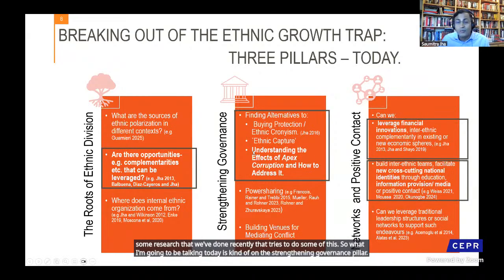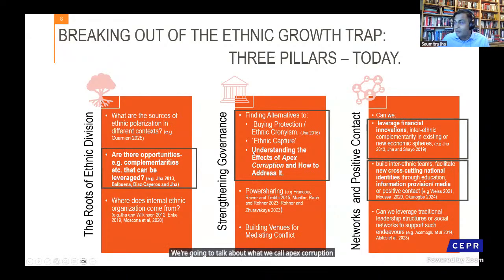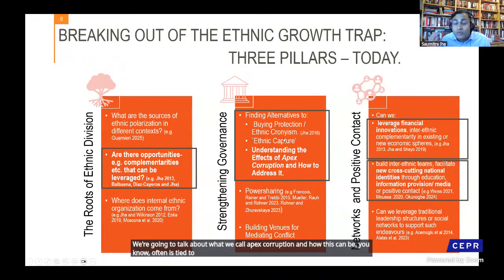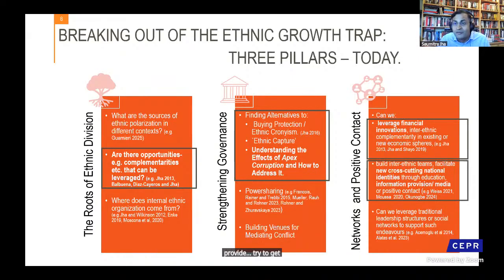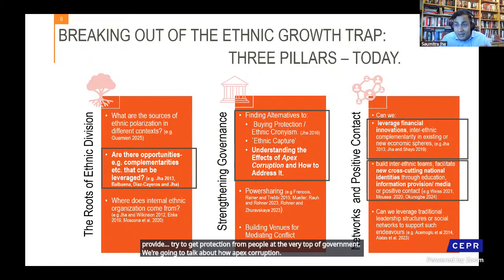We're going to talk about what we call apex corruption and how this can be, often is tied to what I called ethnic cronyism in the last class. This is the situation where oftentimes minority groups seeking protection will often try to get protection from people at the very top of government. We're going to talk about how apex corruption at the very top can then have these deleterious, unmeasurable effects on the decline of democratic values in a variety of settings.